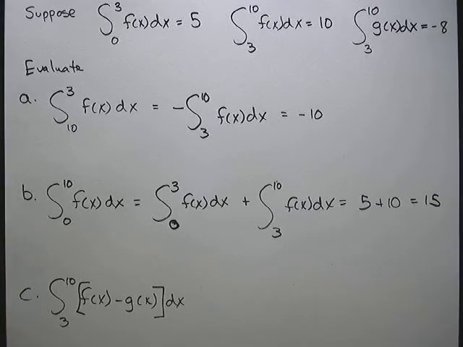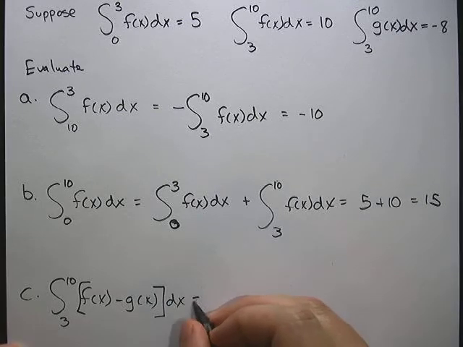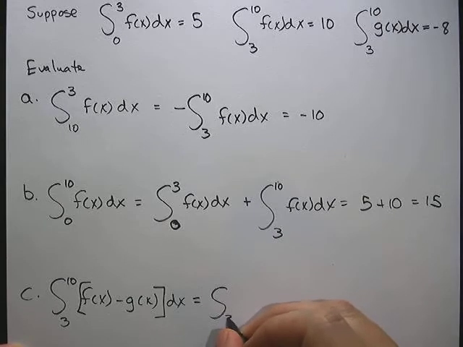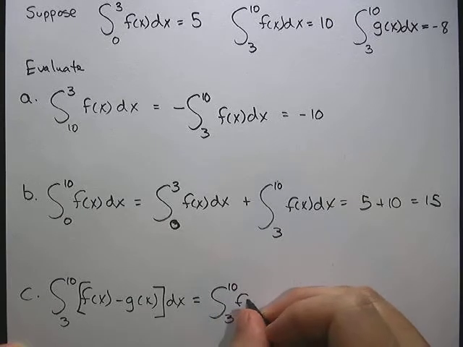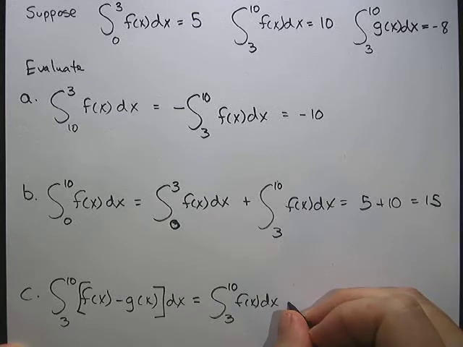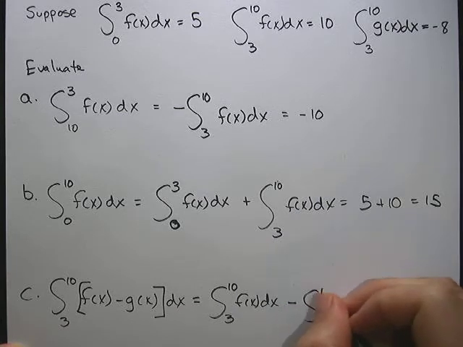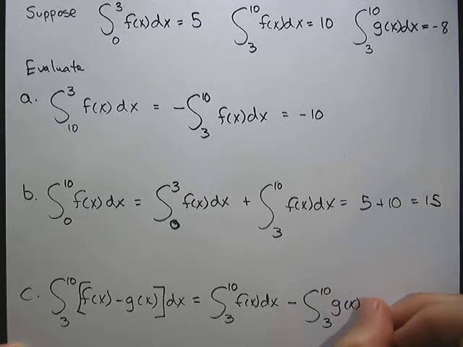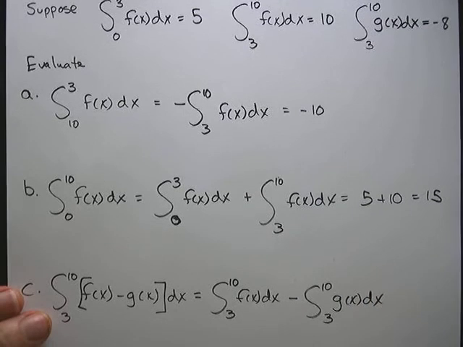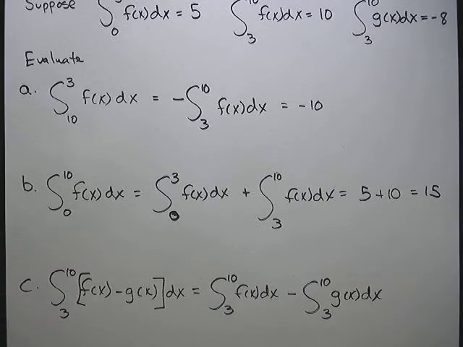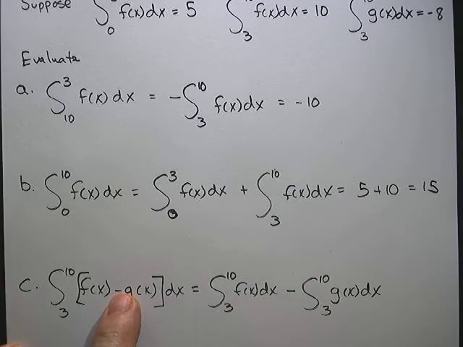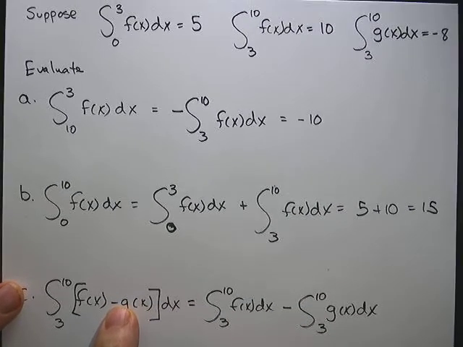Okay, let's look at letter C. It says we have the integral from 3 to 10 of, in brackets, f of x minus g of x dx. How we can rewrite that is this: the integral from 3 to 10 of f of x dx minus the integral from 3 to 10 of g of x dx. Given that we can rewrite it this way, we now have the information to solve this problem.